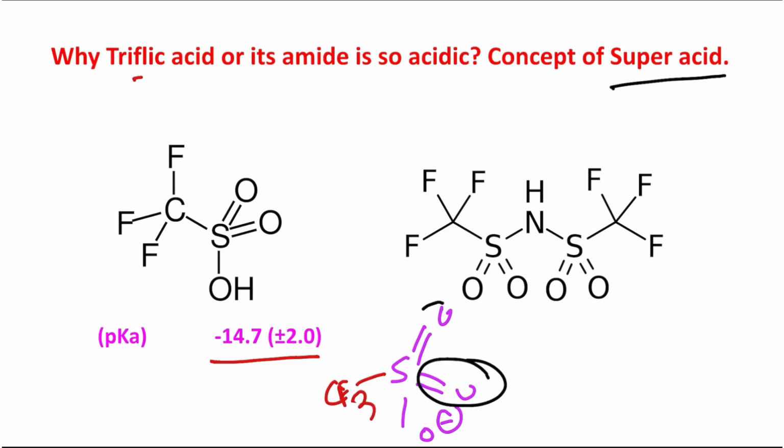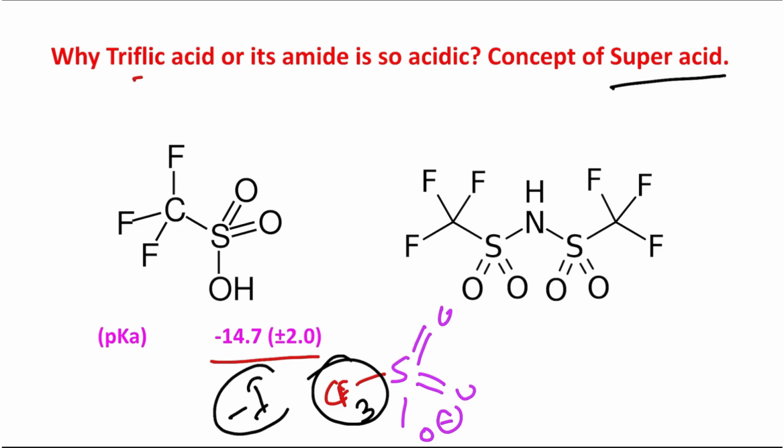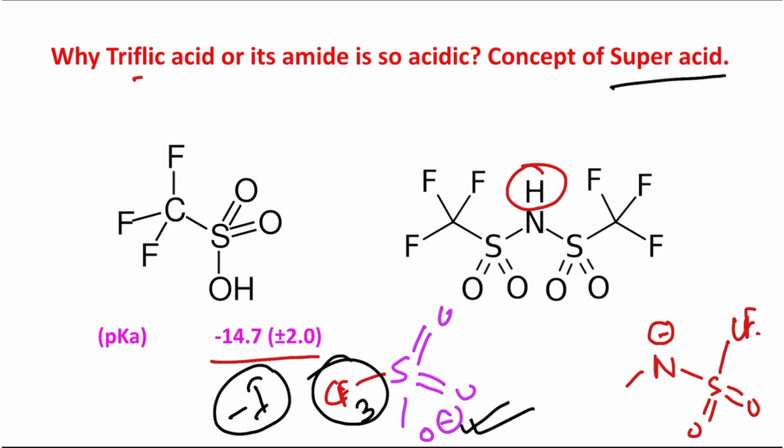Obviously these two groups are responsible for this resonance stabilization, but this CF3 group also has a very strong minus I effect, and that helps to overall stabilize this negative charge or conjugate base efficiently. So that's why it acts as a superacid. Not only that, if you look at this trifluoride, this NH proton is released and ultimately this N minus is produced, which is obviously resonance stabilized.